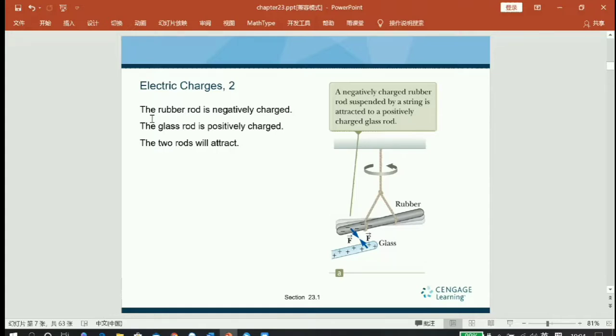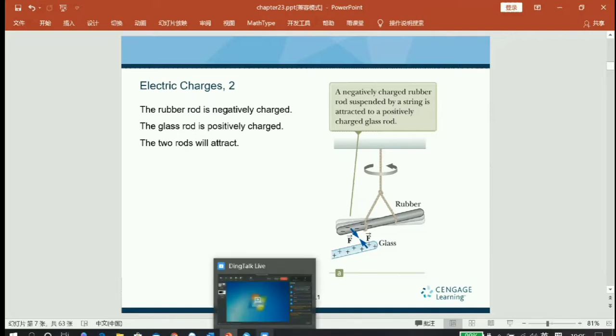There's a famous experiment you can do by yourself, actually. Here the rubber rod is negatively charged, and the glass rod is positively charged, and the two rods will attract. It's very difficult for you to find a rubber rod, but everybody has a pen. Nowadays, the pen is made of plastic. So if you scratch the pen on your hair, on the surface of your hair, then you will find the plastic of the pen will be negatively charged. So you can do that sort of experiment.